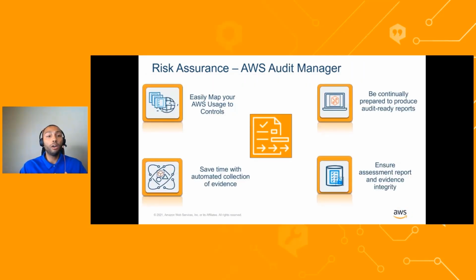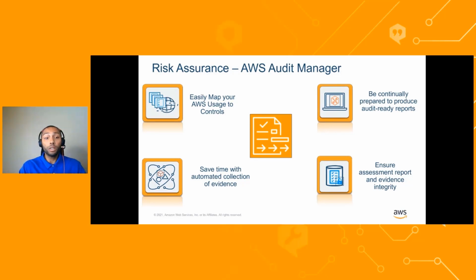So there's one more piece of the evidence gathering that I'd like to talk about, and that is AWS Audit Manager. How do we build reports? How do we prove that we are in a compliant state? Well, AWS Audit Manager allows you to easily map your AWS usage to your controls. And you can use pre-built compliance frameworks or build your own custom frameworks, much like with automation runbooks and conformance packs. You can save time with automated collection of evidence, which will allow you to focus on reviewing the relevant evidence to ensure that your controls are working as intended.